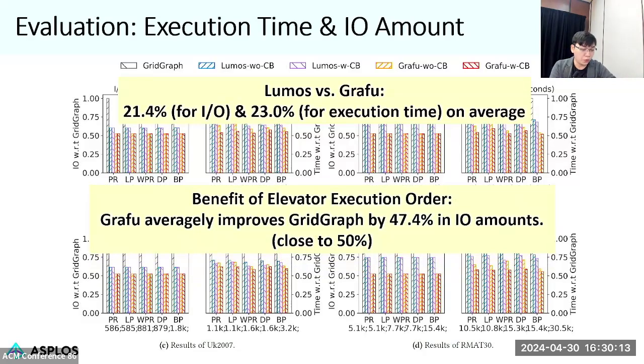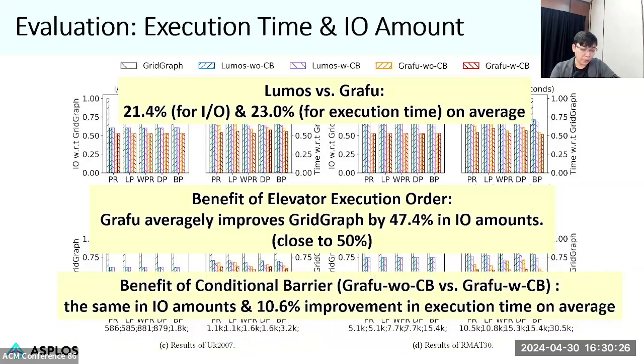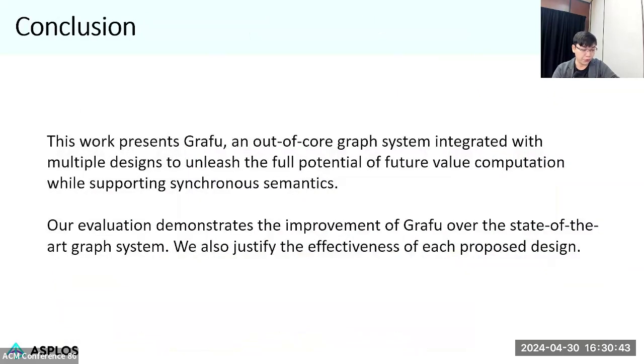And to justify the benefit of the alternating execution order, we can see that GraFu can improve on GridGraph by 47.4% in IO, which is close to the optimal improvement that we just mentioned, which is 50%. And to justify the design of the conditional barrier, we can see that GraFu without the conditional barrier, which means that we implement GraFu with the traditional barrier, is mostly the same in IO because they all use the alternating order. But the conditional barrier can improve the run time by around 10.6% on average.